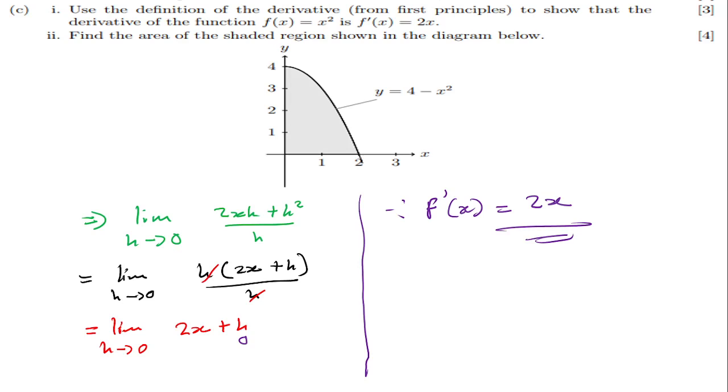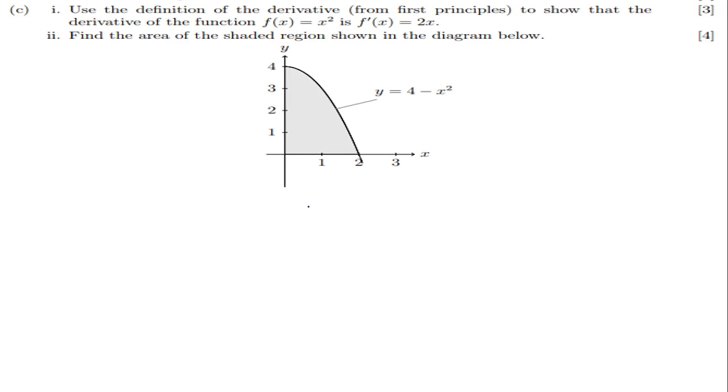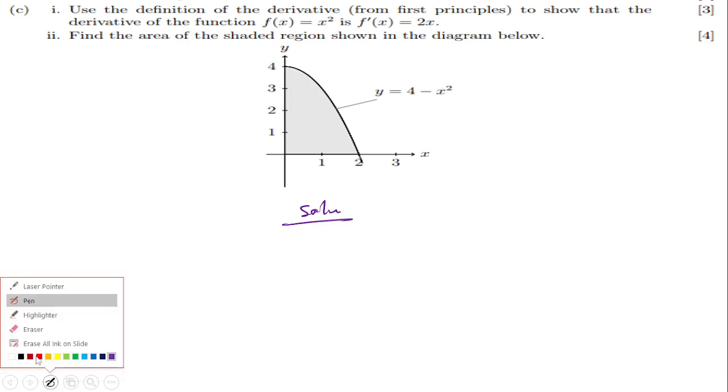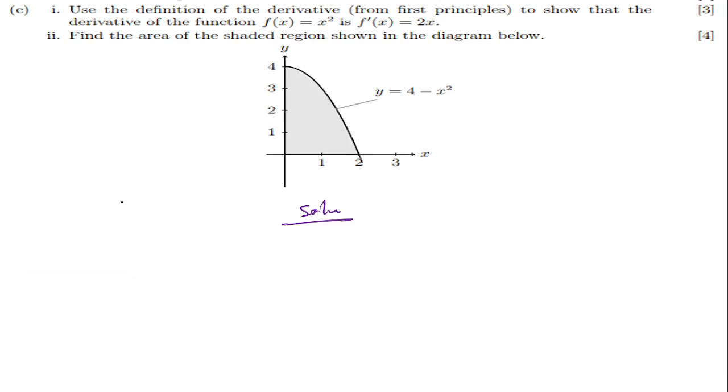Let me quickly look at the last part, then you will ask questions and then we'll call it a day. The last part is as follows. This is under integration. This is also a free mark if you know how to do it. Find the area of the shaded region shown in the diagram. So you have this function. In short, f(x) is equal to y. So f(x) is simply equal to 4 minus x squared. Your first step should be integrating that guy.